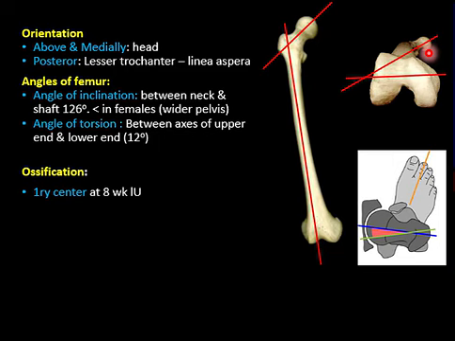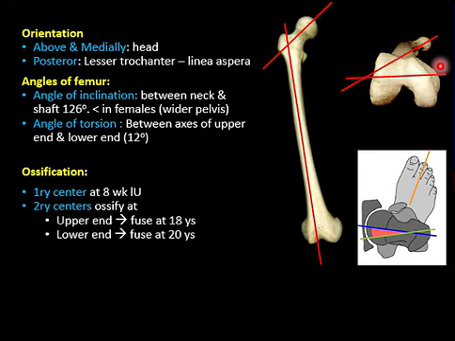The secondary centers appear after birth, typically in the upper end in many places and in the lower end. These centers form a bone, but they are separated from the shaft by the epiphyseal plate. The epiphyseal plate in the upper end fuses early, at 18 years in the male, 2 years earlier in females, 16 years. While in the lower end, they fuse with the shaft at 20 years in the male and 18 years in the female.